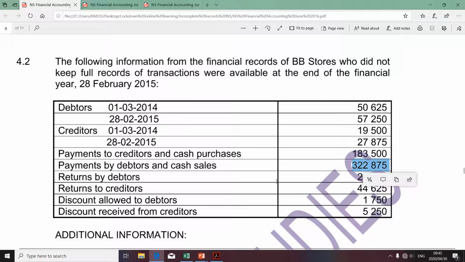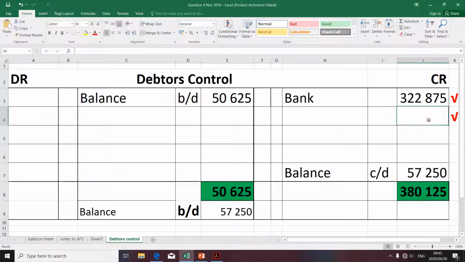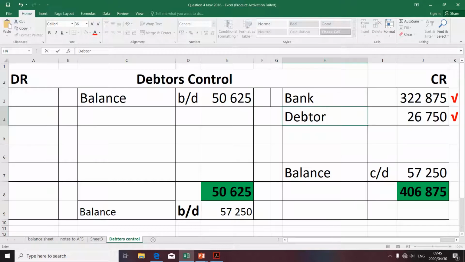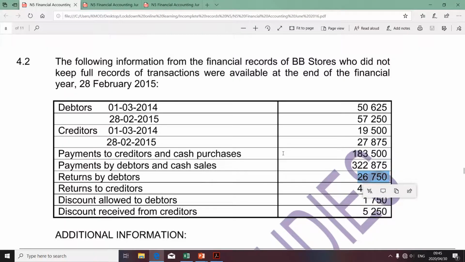The next item is returns by debtors. Definitely it will impact debtors. In this case, it reduces the amount of debtors, and this is debtors returns, if you like. Remember, it reduces the amount of debtors control, as customers of the business are actually returning goods in this case. Okay, moving along swiftly, that affects creditors. Please don't take it into account.